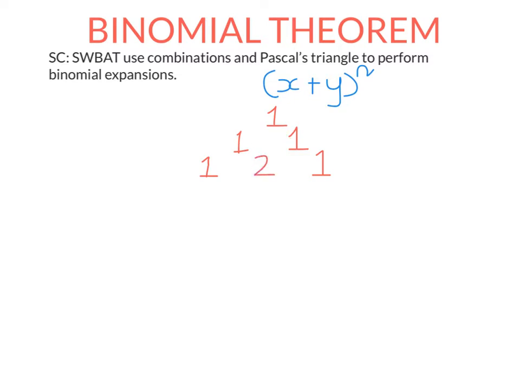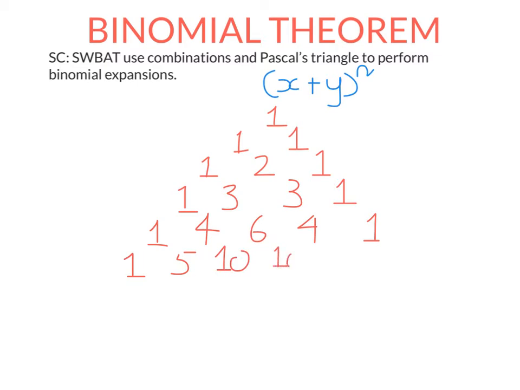So the next row, we start and end with a 1. So what goes in the middle? We have 1 plus 2 gives 3, 2 plus 1 gives 3. Next one, we start with a 1. 1 plus 3 is 4, 3 plus 3 is 6, and so on like this. So you're probably thinking, okay, well, this is just simple addition. What does this actually have to do with what we were going through?